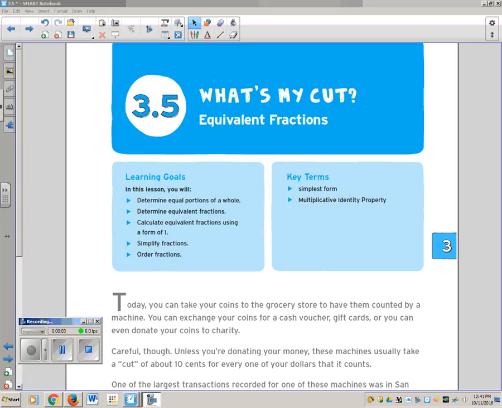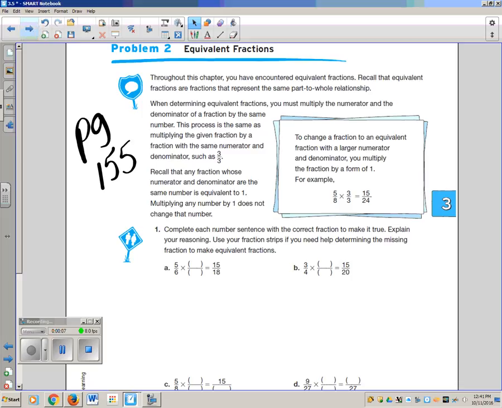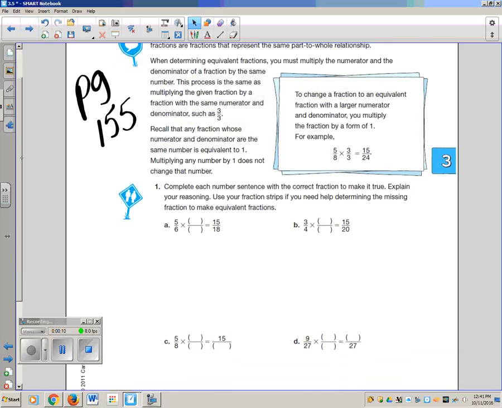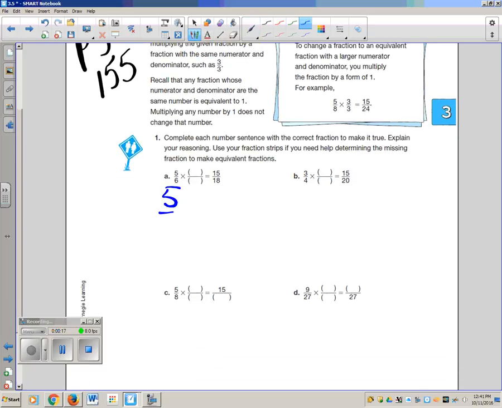Chapter 3, Section 5. We are going to start on page 155, working with equivalent fractions. If you look at 1a, we start out with 5/6, and we're taking it to 15/18. What do I have to multiply 5 by to get 15? 3. Whatever you do to the bottom, you do to the top. Whatever you do to the top, you do to the bottom. 6 times 3 is 18.